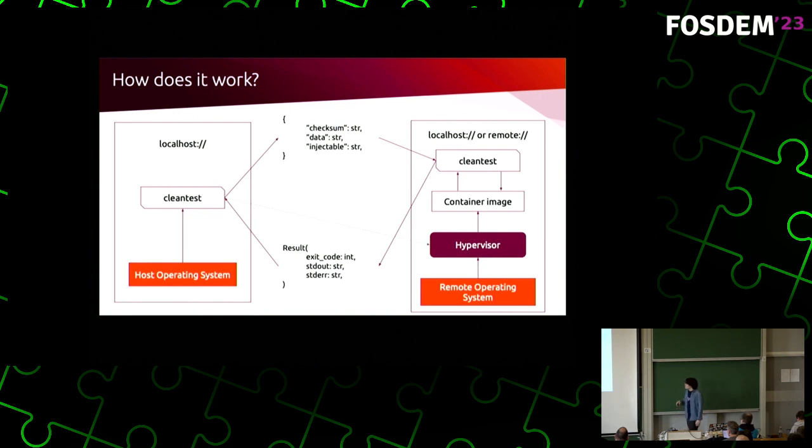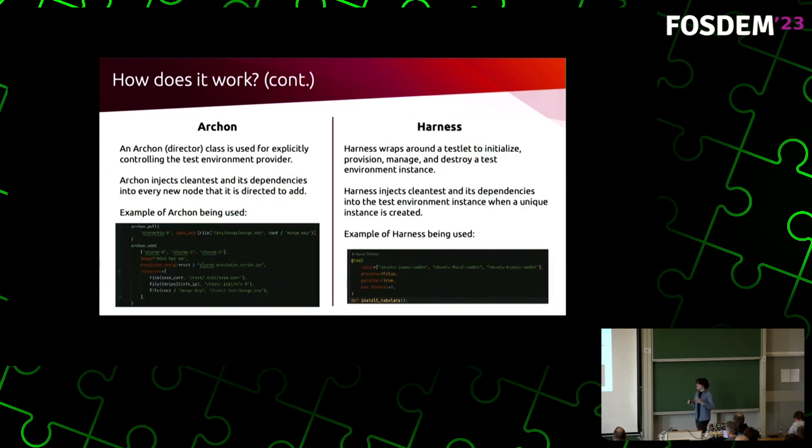And then once that happens, clean test copies itself onto the container image, and from there it ingests that data packet, does the evaluation that you requested, and then returns that result object back to the clean test that's on localhost. So kind of two different ways that it works.